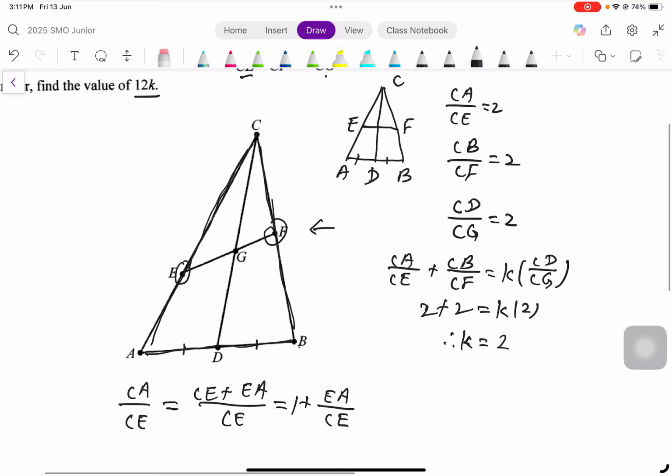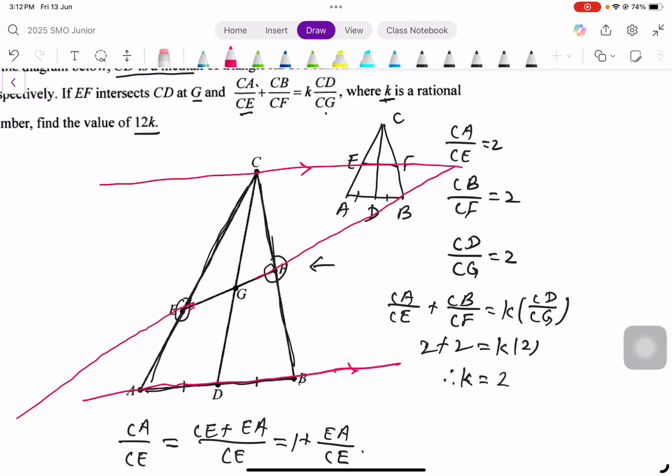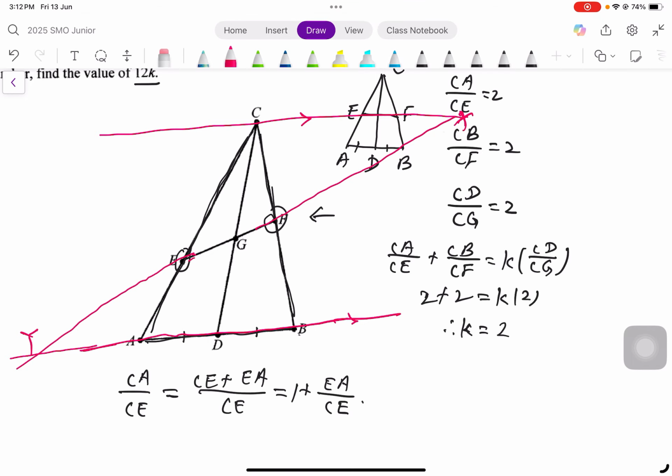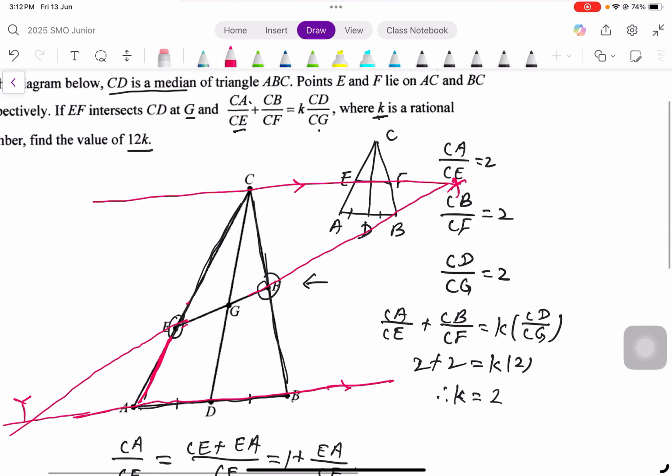Before I do this, I need to draw an additional line, parallel to AB, and extend it all the way. Then I call this point X and this point Y. In this case, what is EA over CE?